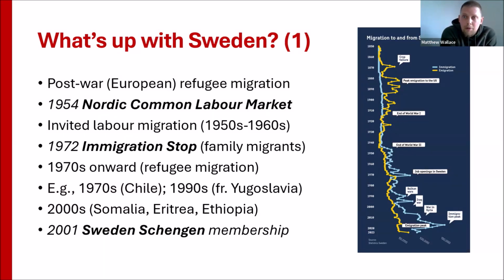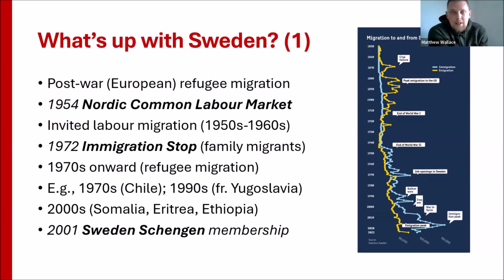And immigration kind of really took off from 1954 onwards, with the Nordic Common Labour Market Agreement. We might consider that broadly similar to, I think, the Common Travel Area Agreement between the UK and Ireland, but basically it allowed free movement of people between the 5 Nordic countries: come for labour, no permits required.